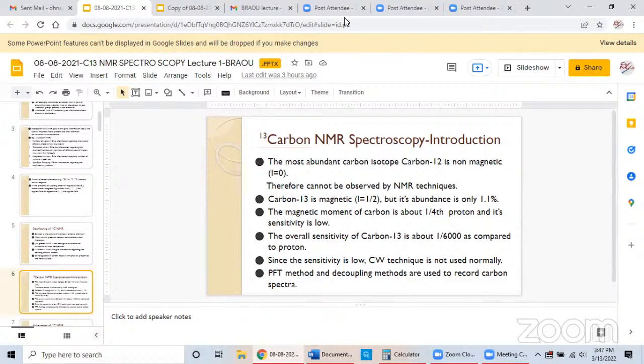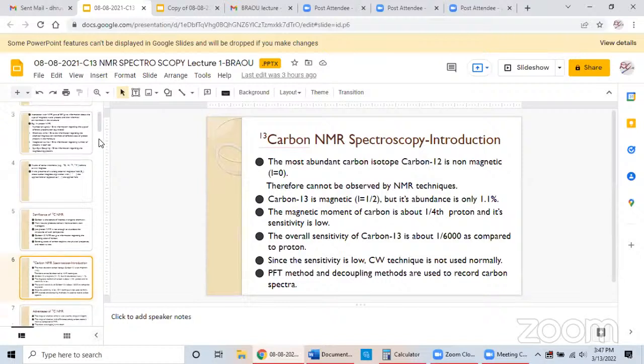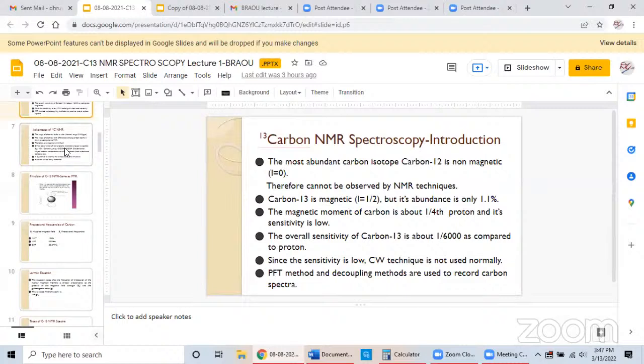So the sensitivity is very low, and that makes carbon 13 a little bit difficult to record. That's the reason for the techniques that are used. Both the continuous wave mode and the PFT mode can be used for proton NMR, though we are not using the CW technique very often, even in proton NMR.